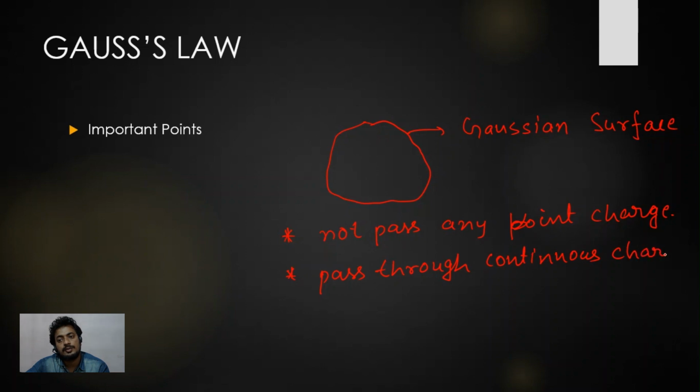Continuous charge. Okay. So if there is a charge Q1, Q2, Q3, Q4. Okay. So here you can see that Q1, Q2 are outside the Gaussian surface and Q3, Q4 are inside the Gaussian surface. So the net flux is independent of charge outside the Gaussian surface. So Q net will be equal to Q3 plus Q4 divided by epsilon.